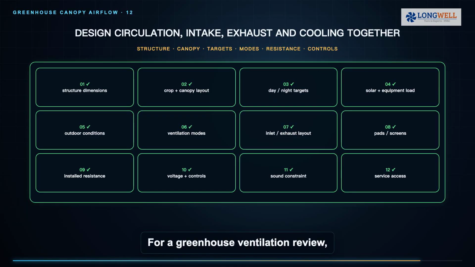For a greenhouse ventilation review, send the structure dimensions, crop and canopy layout, day and night environmental targets, solar and equipment loads, outdoor design conditions, required ventilation modes, inlet and exhaust locations, pads or screens, installed resistance, voltage, controls, sound constraints and maintenance access. Then circulation, exhaust, intake and cooling can be designed as one system.